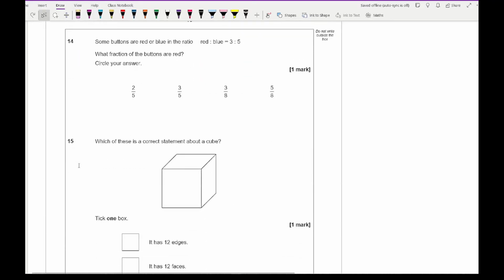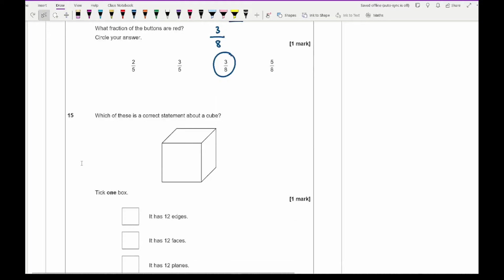Moving on to question 14, it says some buttons are red or blue in the ratio of 3 to 5. What fraction of the buttons are red? Well, here with fractions, it's always how many you've got over the total. So here I've got 3 red out of a total of 8 parts. So it's 3 over 8, which is our third option.